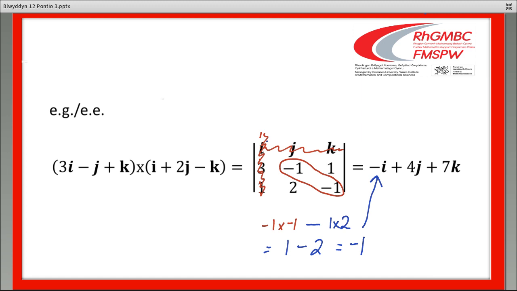And similarly, we would cross out the J column and the J row, put the J down, and we'll do 3 times minus 1, and we work it out that way. So that's a process that you learn reasonably early on within FM4, but it is quite important. So you can see that it has a use when you're doing the cross product of vectors.